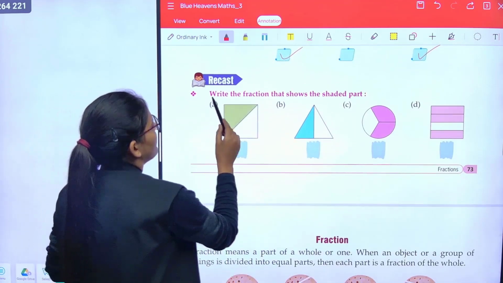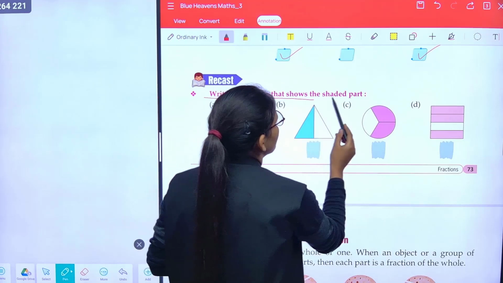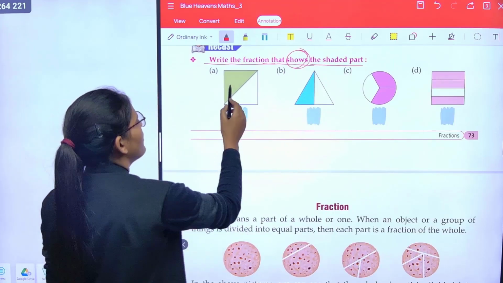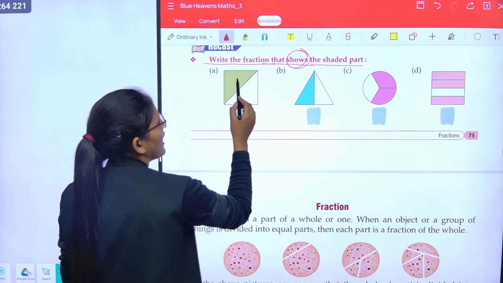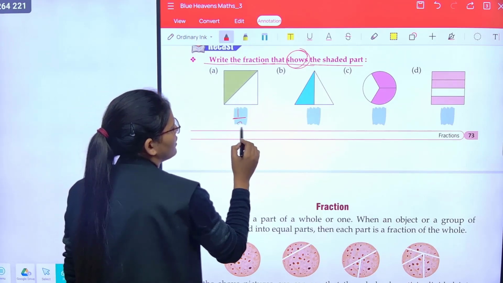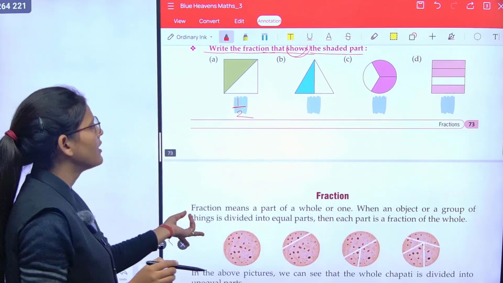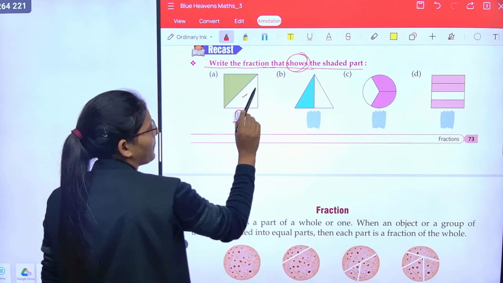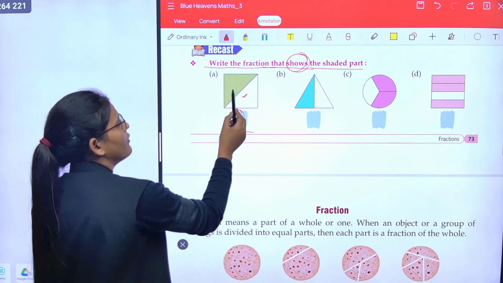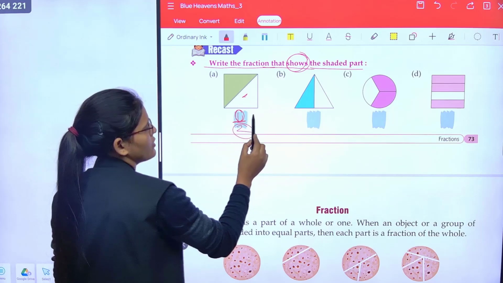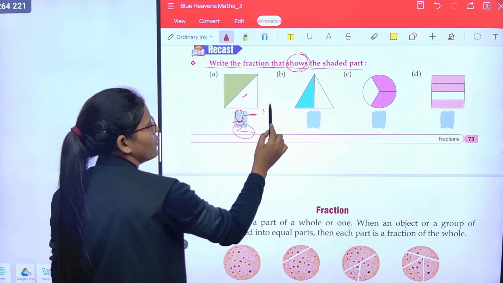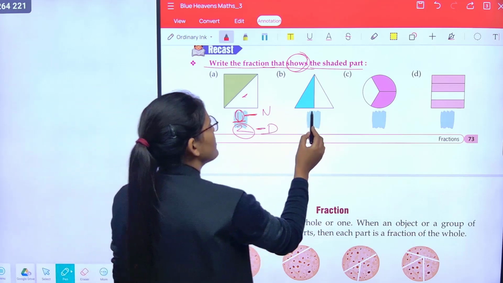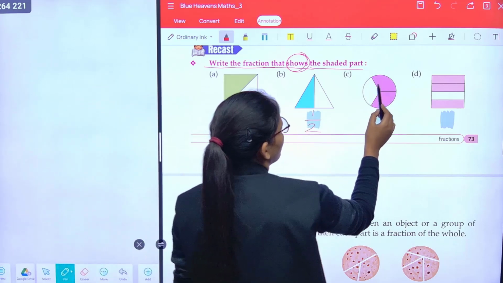Now students, write the fraction that shows the shaded part. It is 1, 2, and the shaded part is 1 half. Okay class, जो हमारा शेडेड पार्ट होता है हम उसको ऊपर रखते हैं एंड जो हमारा अनशेड पार्ट होता है, टोटल 1, 2, हम उसको नीचे रखते हैं. The upper side is the numerator and the lower side is the denominator. Understood class? It is also 1 by 2, and 1, 2, 3.